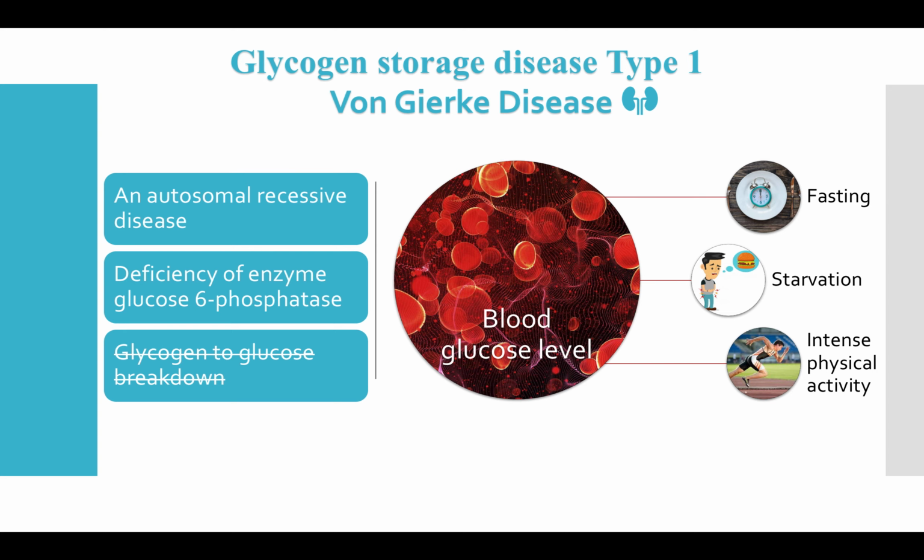Glycogen storage disease type 1, also known as von Gierke disease, is an autosomal recessive disease characterized by the deficiency of the enzyme glucose 6-phosphatase, and hence disrupts the breakdown of glycogen to glucose. As a consequence, glycogen gets accumulated inside the liver, and this affects the body's ability to maintain blood glucose level in times of fasting, starvation, or intense physical activity.